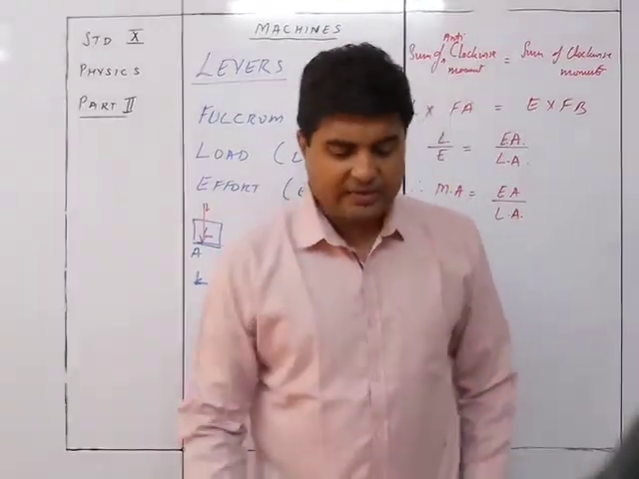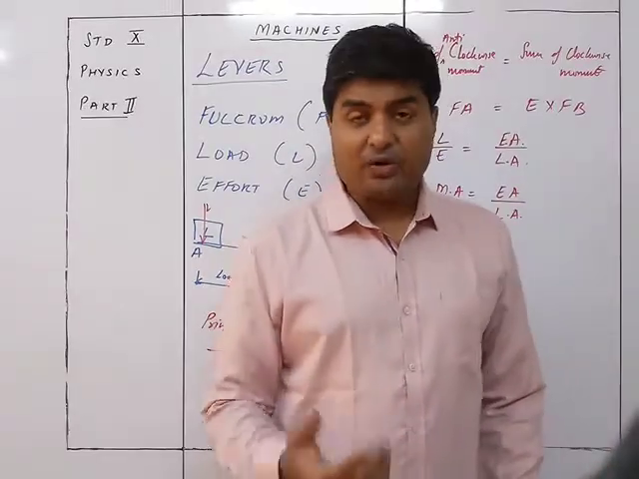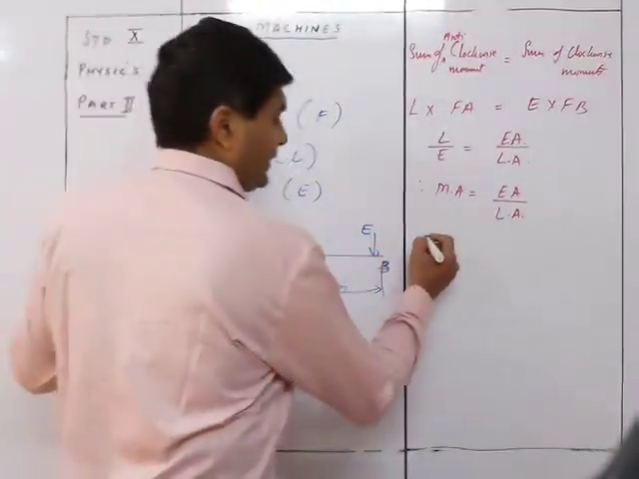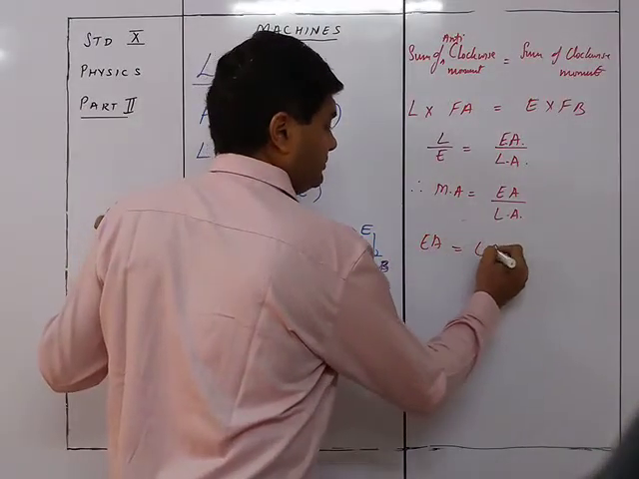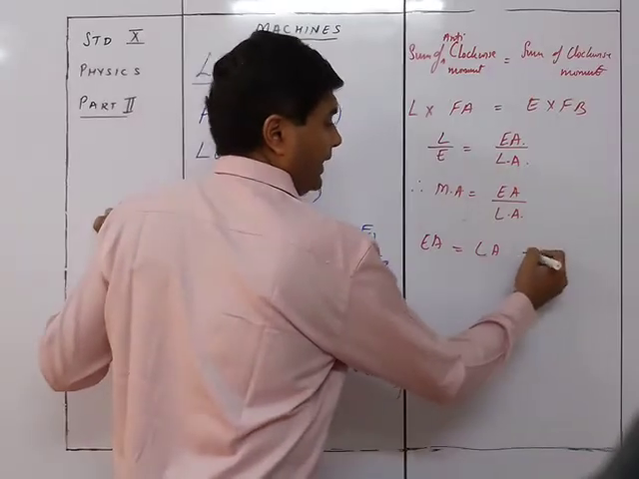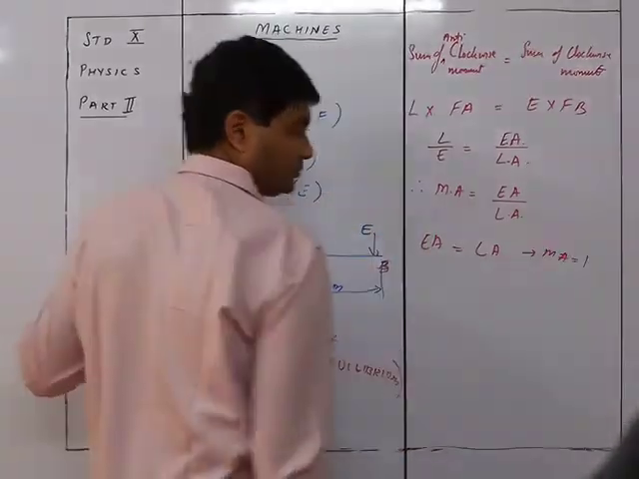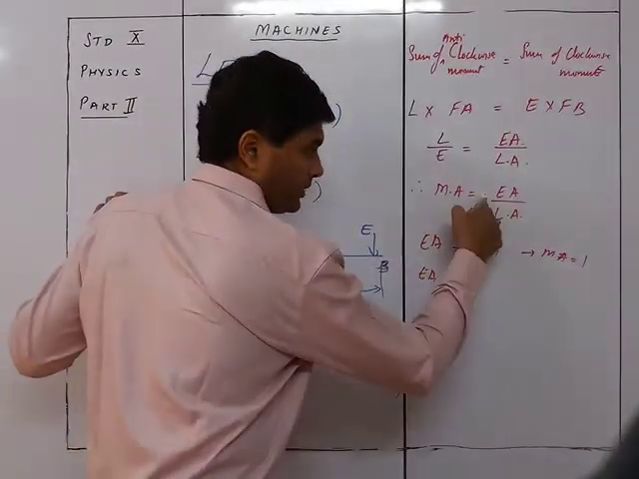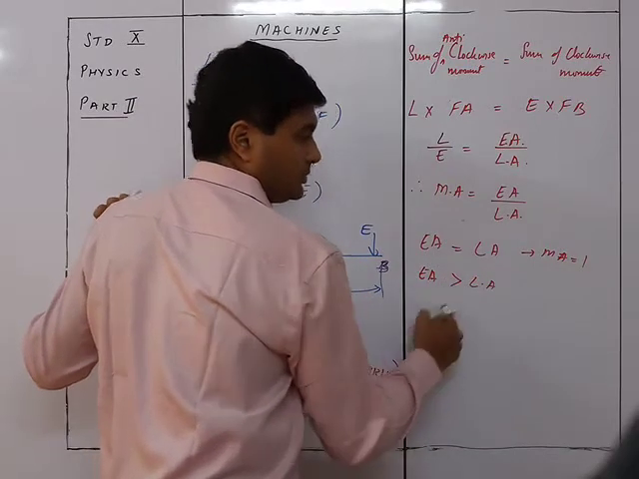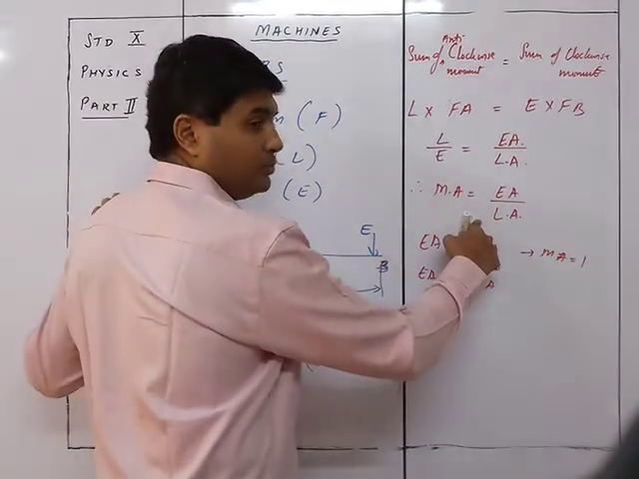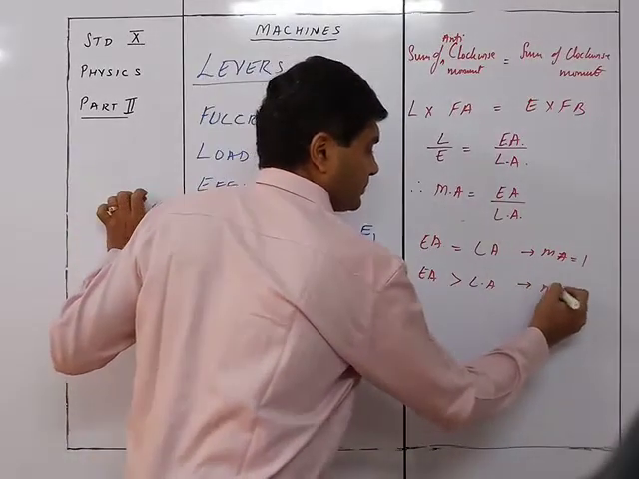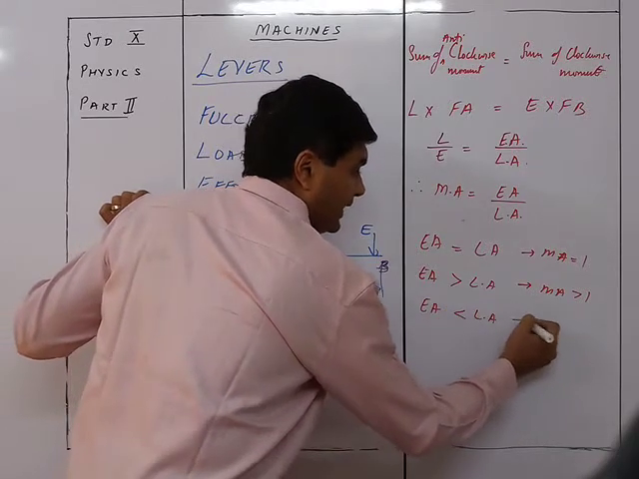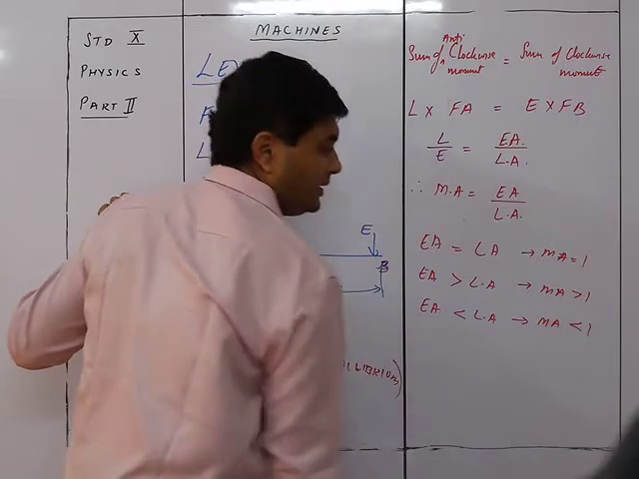So you will see now that there are three kinds of lever. For example, if the effort arm is equal to the load arm, then what would happen? MA is equal to 1. Secondly, if the effort arm is greater than the load arm, what does that mean? MA is greater than 1. And if the effort arm is less than the load arm, then MA will be less than 1.